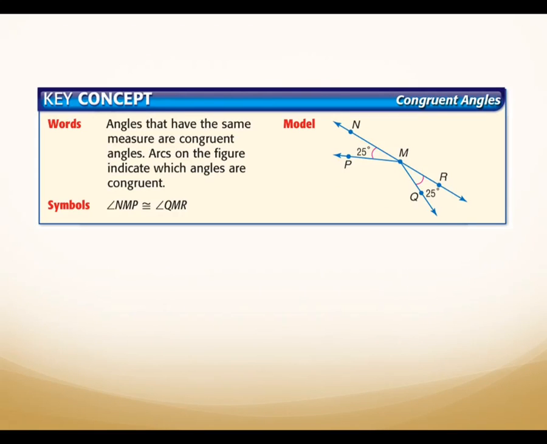And last, we have congruent angles. Just like when we have congruent segments, we put those little tick marks on them. When we have congruent angles, we put these little marks inside them. So these two angles, angle NMP is congruent to angle QMR because they're both 25 degrees. And we put that little angle symbol in front of them when we're talking about angles. So that's angle NMP congruent to angle QMR.